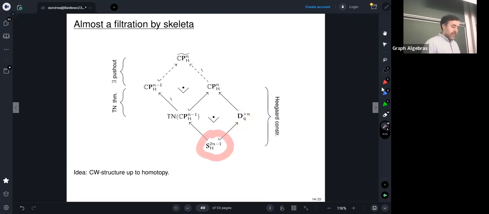Here you have the Heegaard sphere and this boundary map from the sphere to the polydisk. And what you have on the left is what we call the tubular neighborhood of CP^{N-1}_H. And now I have to go back. So just remember that this is one possible way to define this projective space as a push out. And I have to go back because I have to tell you what this quantum space is.